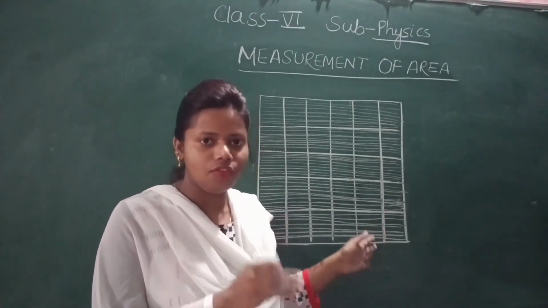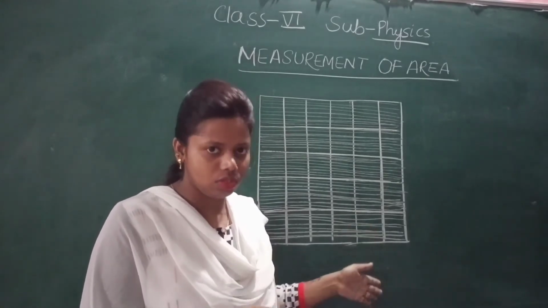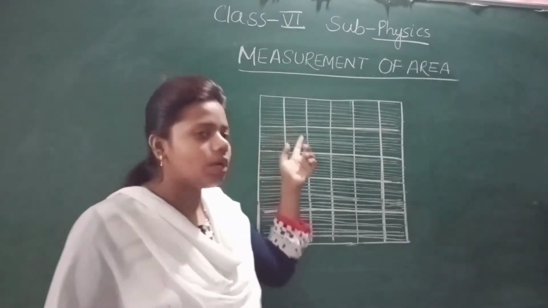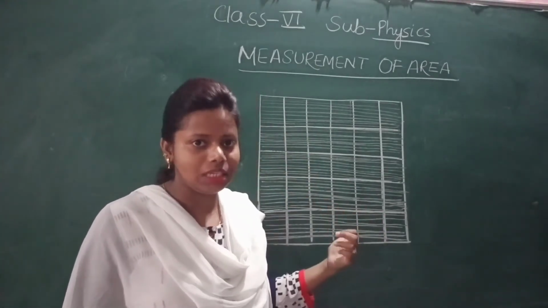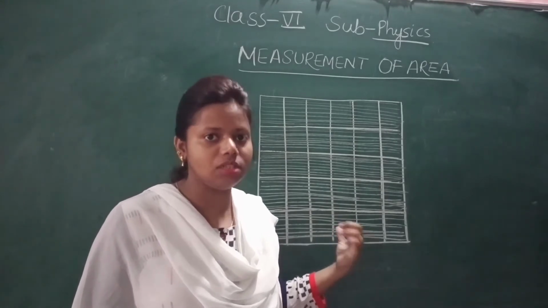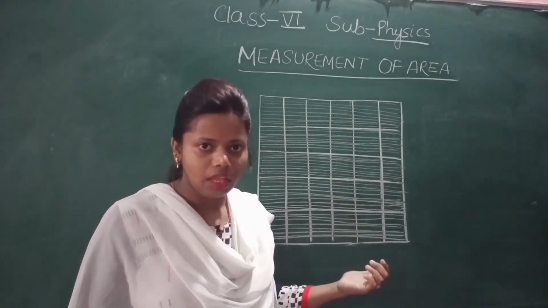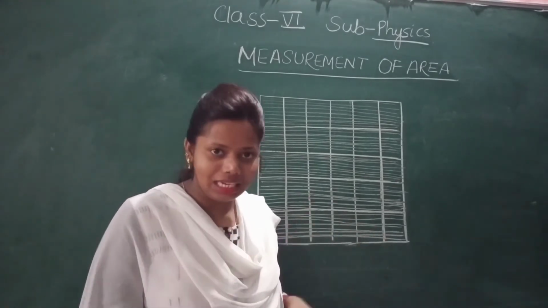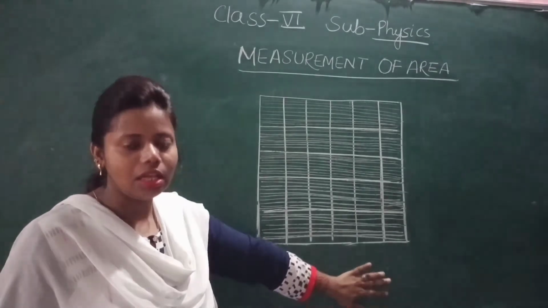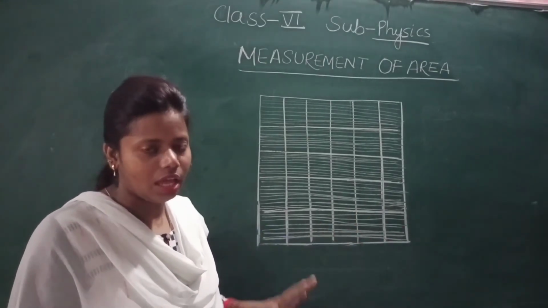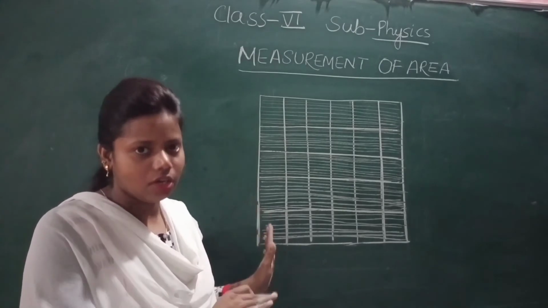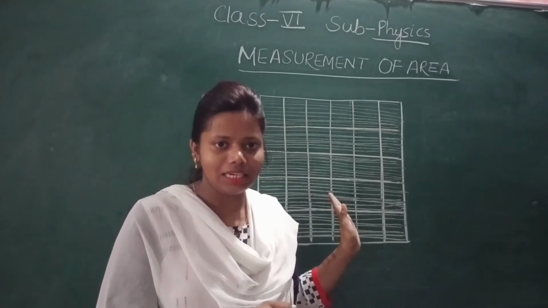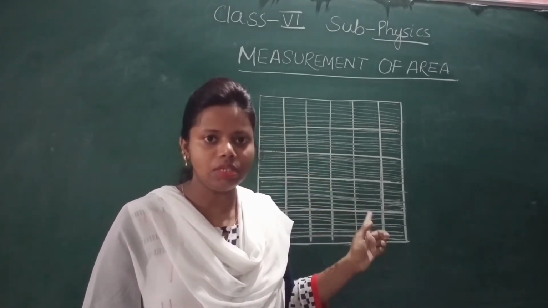Now to find the area of a regular object, we use a square centimeter grid. A square centimeter grid is made up of squares with sides of 1 centimeter, and each has an area of 1 centimeter square. A square grid is a graph paper. This is a rough drawing of graph paper. It is made up of square grids with side 1 centimeter, and what is the area?